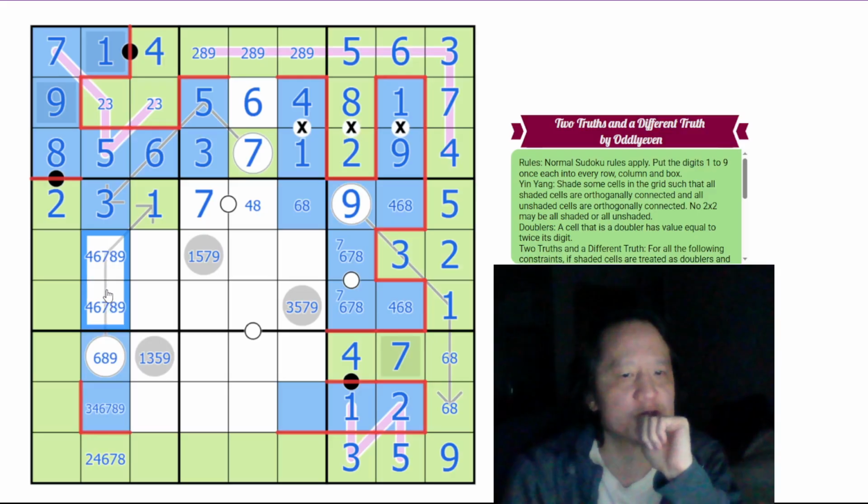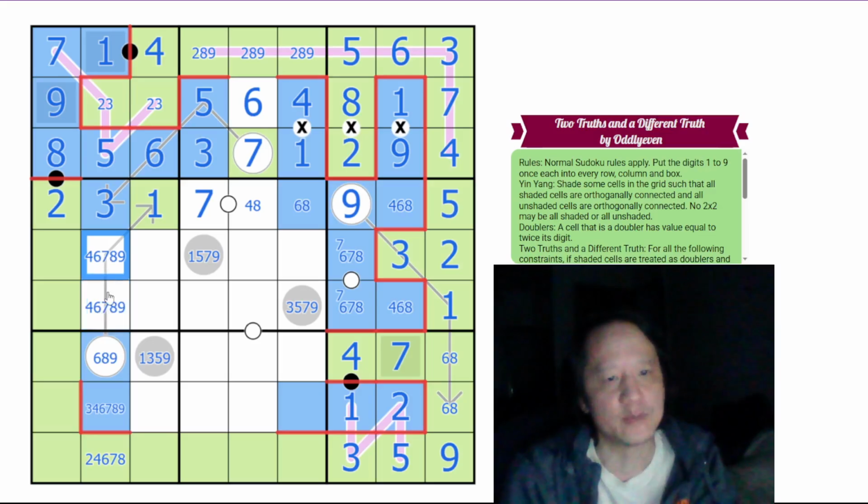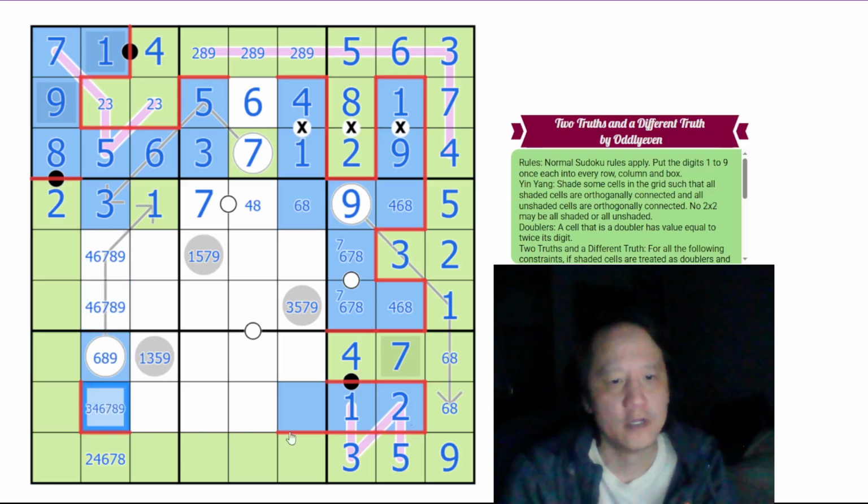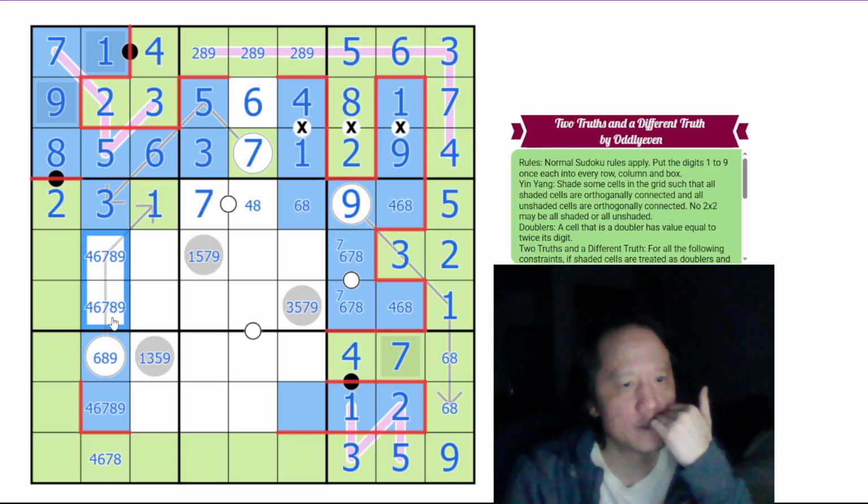Can we ever have 6 doubled? 6 doubled would be 12 plus 7 and 1, which would be 20, which is greater than a single digit. So no, we can't have 6 doubled. We have to have the 4 doubled. This can't be 3. This 3 eliminates 3 here, so it's 2, which makes this 3. That eliminates 2 here. I think this has to be a 4 doubled.